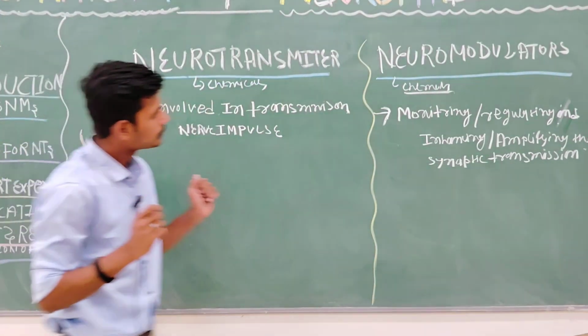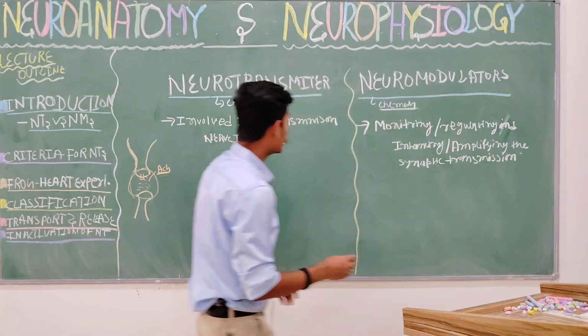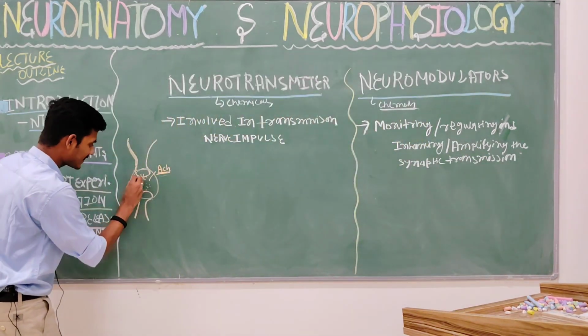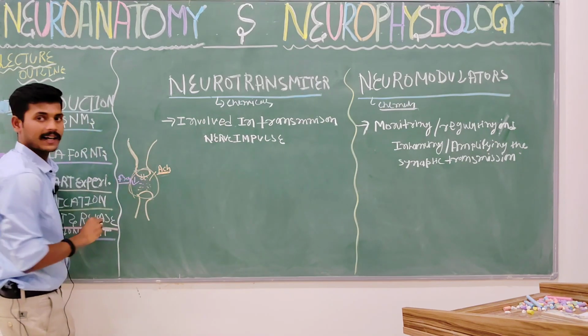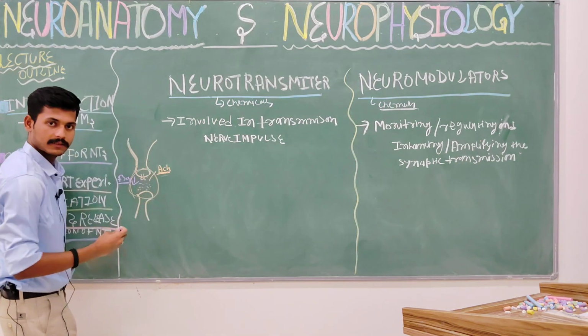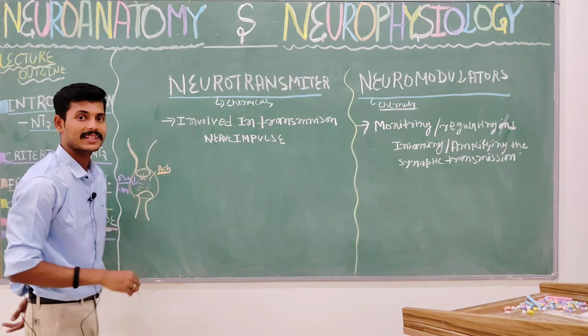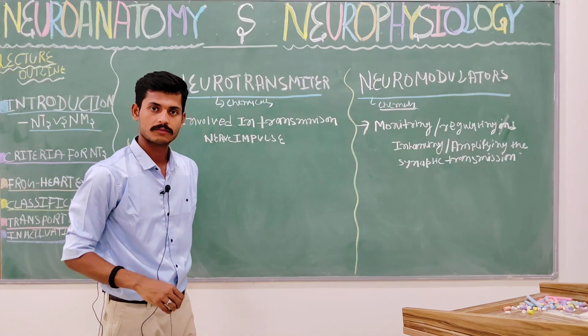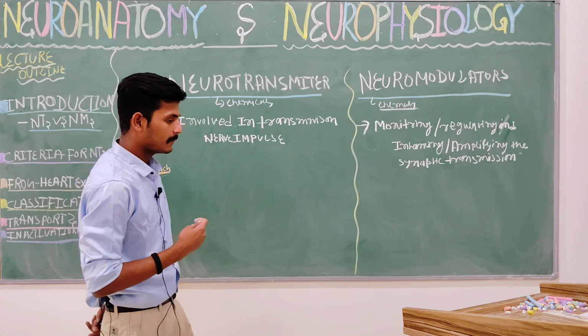Understood? Now, what is the role of these neuromodulators? The neuromodulators will enhance, or you can say increase, the frequency, or they are amplifying. They are involved in the amplification of transmission of this impulse. Understood?